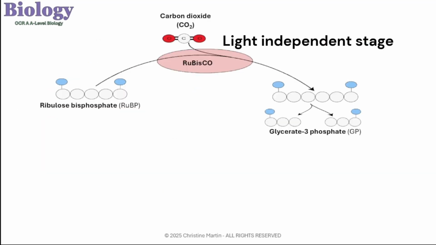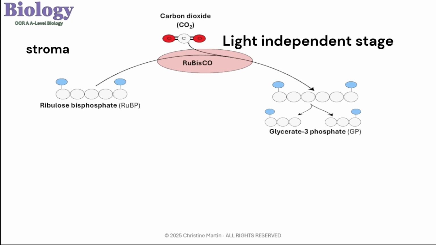The light-independent reaction, also known as the Calvin cycle, takes place in the stroma of the chloroplast. It does not directly require light, however, it depends on the products of the light-dependent reaction, ATP and reduced NADP. A molecule of carbon dioxide is fixed to a 5-carbon compound, ribulose bisphosphate, RuBP, forming an unstable 6-carbon intermediate molecule. This reaction is catalyzed by the enzyme RuBP carboxylase, commonly known as Rubisco.